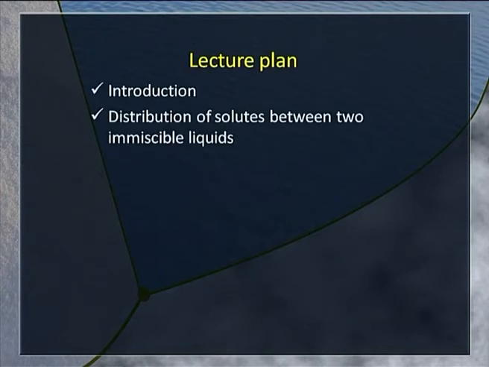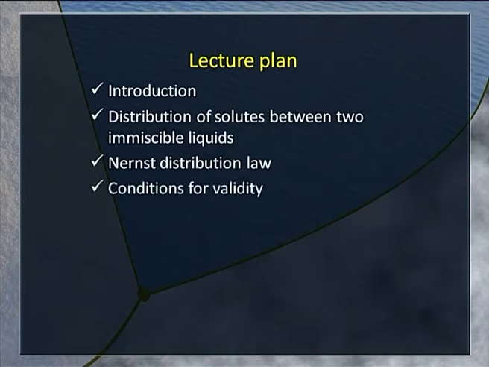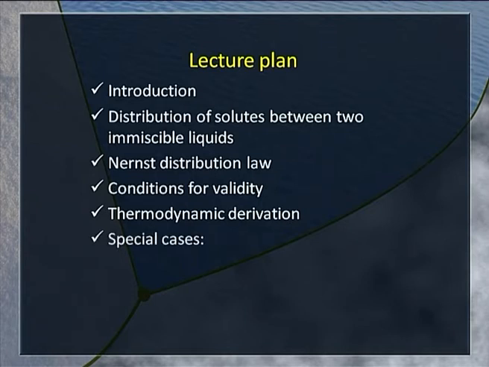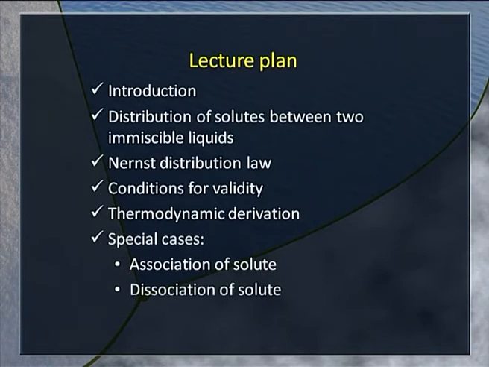I'll introduce you to the topic. We'll look at what happens when solutes get distributed between immiscible liquids, the resulting law, which is known as Nernst distribution law, conditions for validity of Nernst distribution law, and then look at the thermodynamic derivation of this law. There are special cases, two of which we'll be seeing. One is association of the solute in one of the solvents and dissociation of the solute in one solvent.